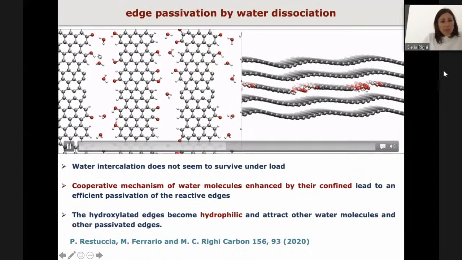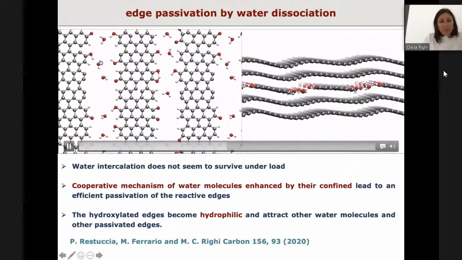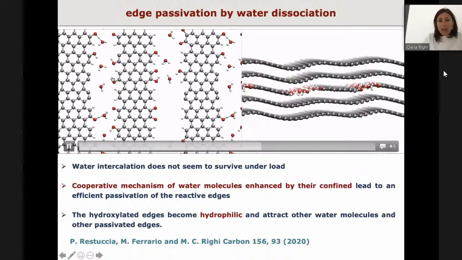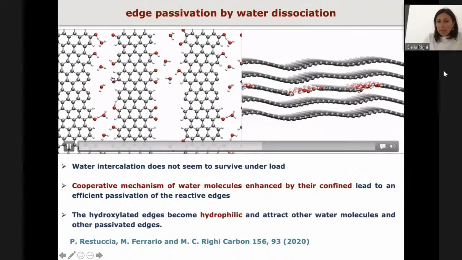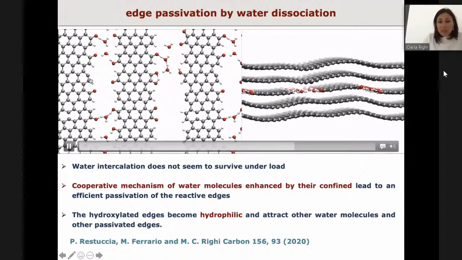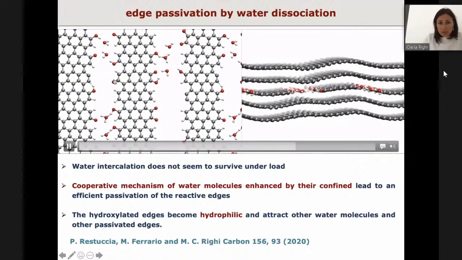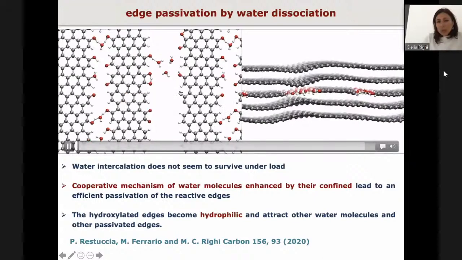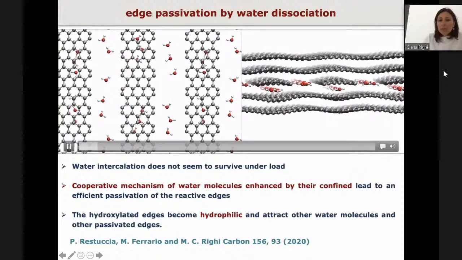We also observed many cooperative mechanisms of water molecules that are enhanced by their confinement that lead to an efficient passivation of the reactive edges. And the hydroxylated edges become hydrophilic and interact with other water molecules in the surrounding and also with other hydroxylated edges.